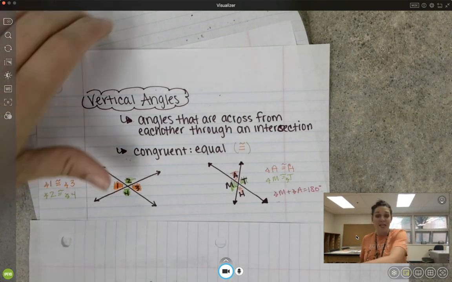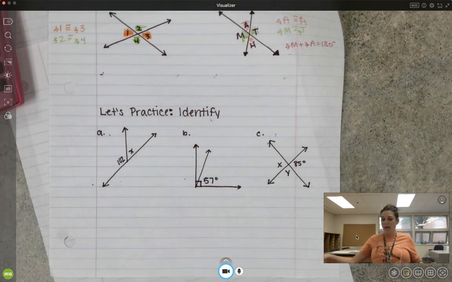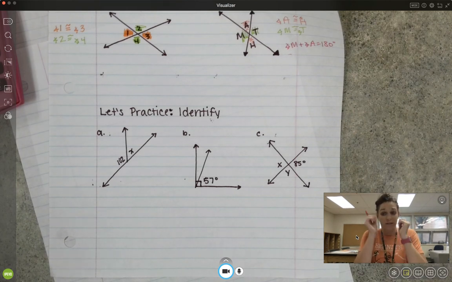All right, so let's practice. And if you need more time, remember, pause whenever you need. So you're going to go ahead and write these 3 problems down in your notes, and I want you to do 3 things. First, I want you to identify for me which vocabulary word it represents. Remember, we have complementary, supplementary, adjacent, vertical, and congruent.